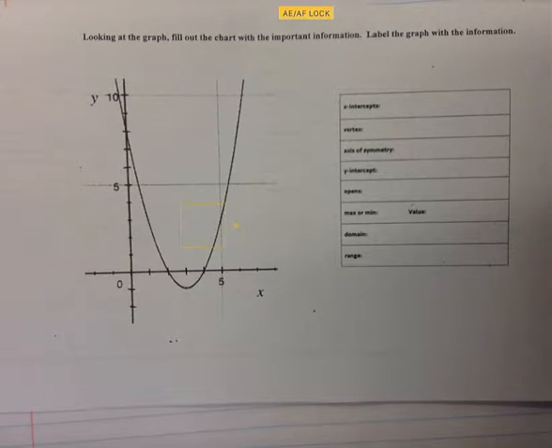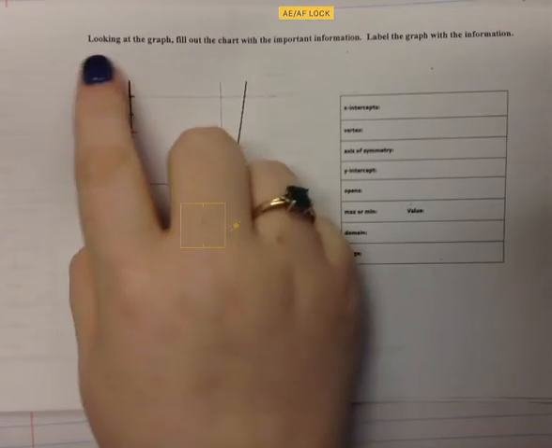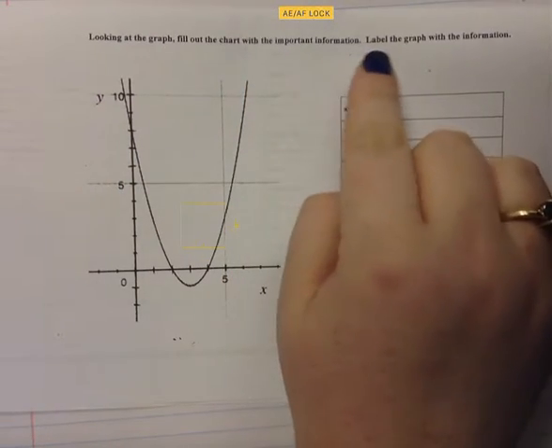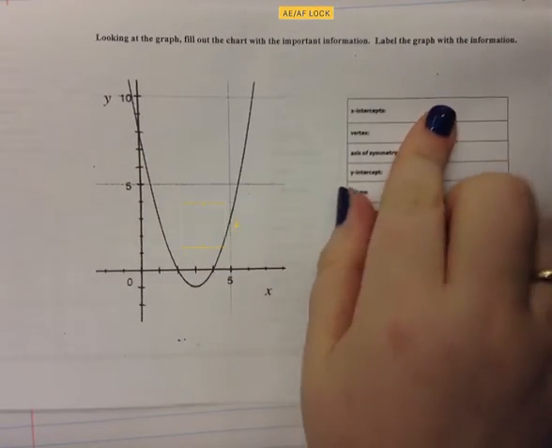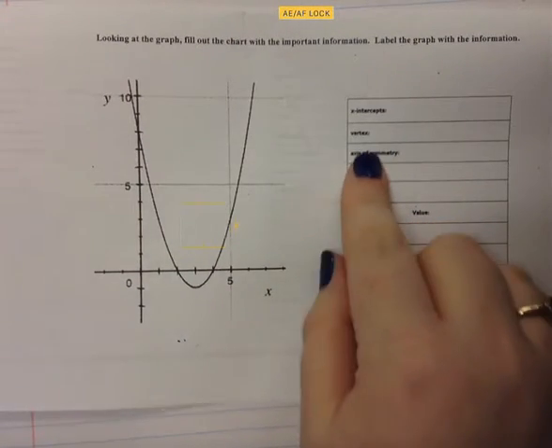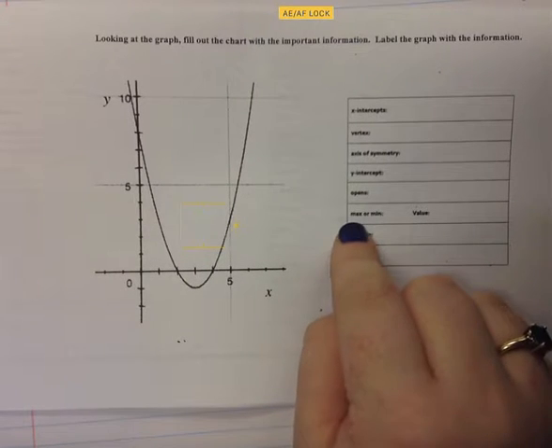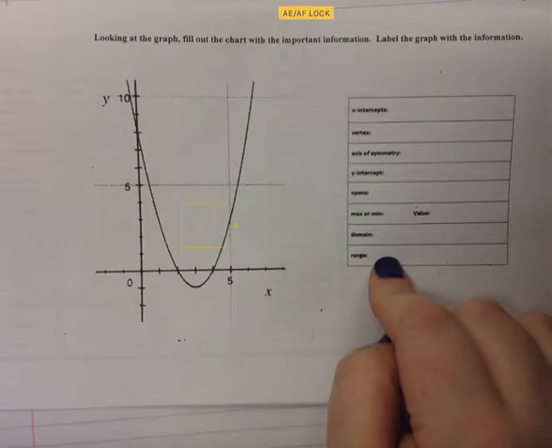This video is on quadratic basics as well, but this is using the graph given to you to fill out the chart to find the important information. So we're going to be looking at the graph, we're going to fill out the chart with the important information, then we're going to label the graph with the information. This chart asks us for the x-intercepts, the vertex, axis of symmetry, y-intercept, which way it opens, if it's a minimum or a maximum, and the value of it, and then the domain and the range.